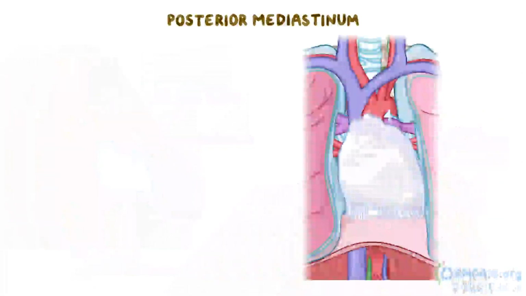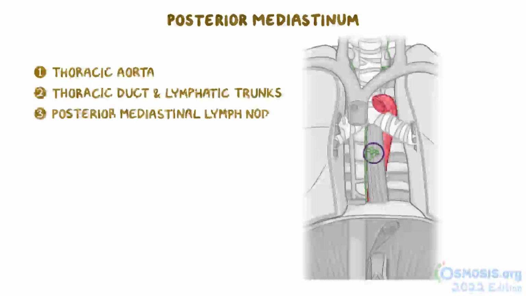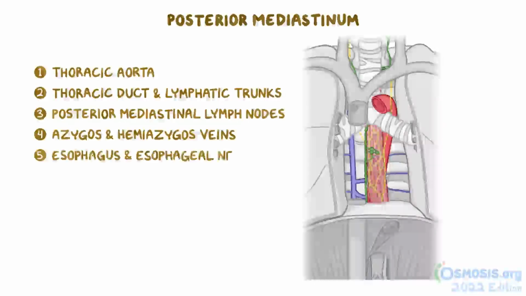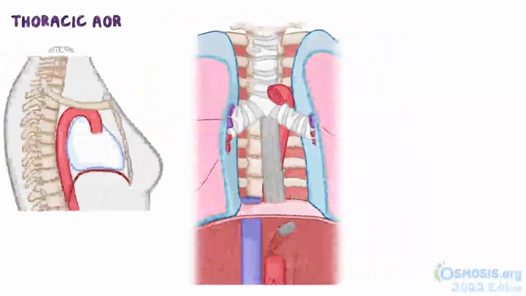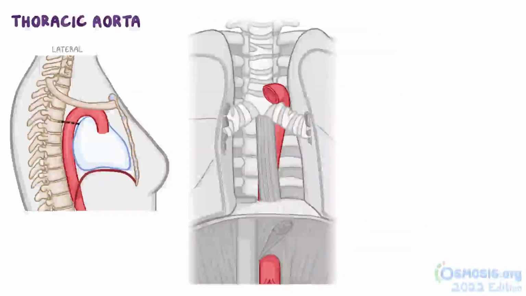The posterior mediastinum contains the thoracic aorta, thoracic duct and lymphatic trunks, posterior mediastinal lymph nodes, azygous and hemiazygous veins, the esophagus, and the esophageal nerve plexus. The thoracic aorta continues the aortic arch, and it begins on the left side of the inferior border of the body of T4, moving downwards in the posterior mediastinum on the left side of T5 through T12 vertebrae. On its way down, the thoracic aorta is close to the median plane and moves the esophagus towards the right.